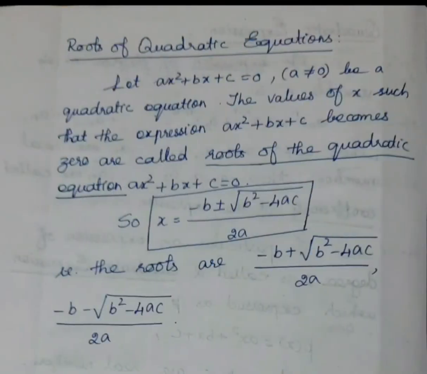Okay, next one is root of the quadratic equations. For the quadratic equation, we can find the root using the formula. Okay, we have some formula. That formula is x is equal to minus b plus or minus square root of b square minus 4ac, divided by 2a. Here, for the quadratic polynomial, the coefficient of x square is a, the coefficient of x is b, and the constant term is c.